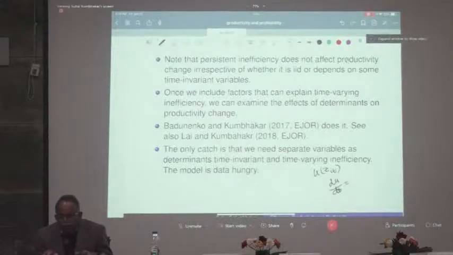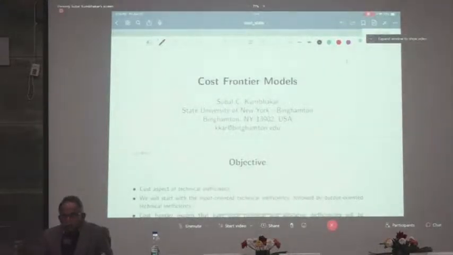Okay. I might, again, depending on the situation, show some of the codes. Okay, so since we talk about both input and output oriented models, and the focus so far was mostly on output oriented model.